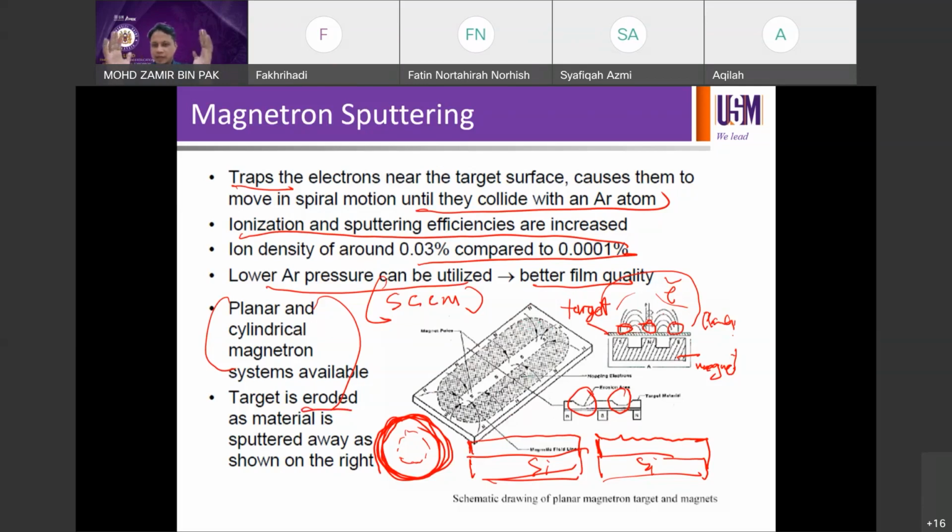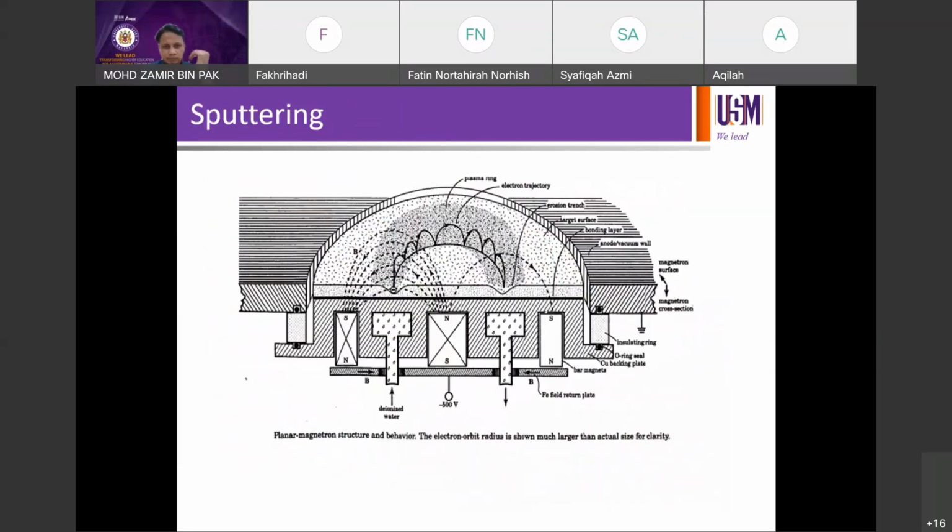Sputtering uniformity, if you like, will not be exactly the same across the target material because it will be more concentrated where the electrons are confined. Okay. So ni pun sama juga. You can see this, pretty much the same thing. Ni dia punya a bigger illustration of the thing.